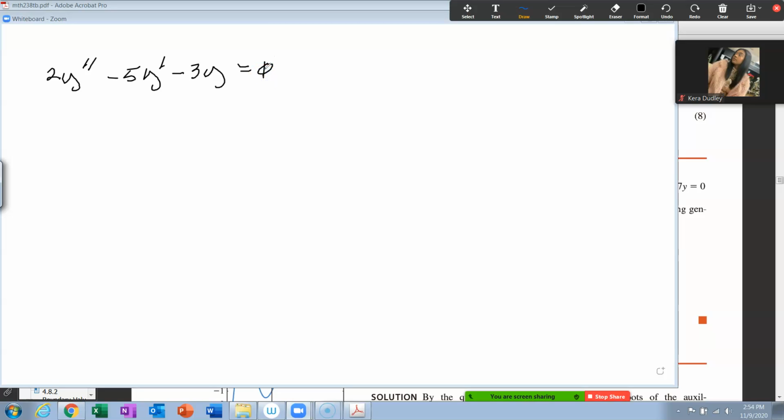Okay. Now, this is obviously a second degree linear differential equation with constant coefficients. Now I'm going to start off doing this most times. After a while I'm going to quit.